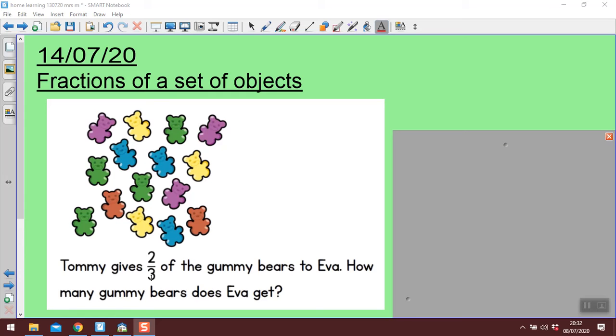So on your paper, can you share 15 gummy bears, 15 circles, into 3 equal groups and see how many you get in each group? Pause the video while you do this.